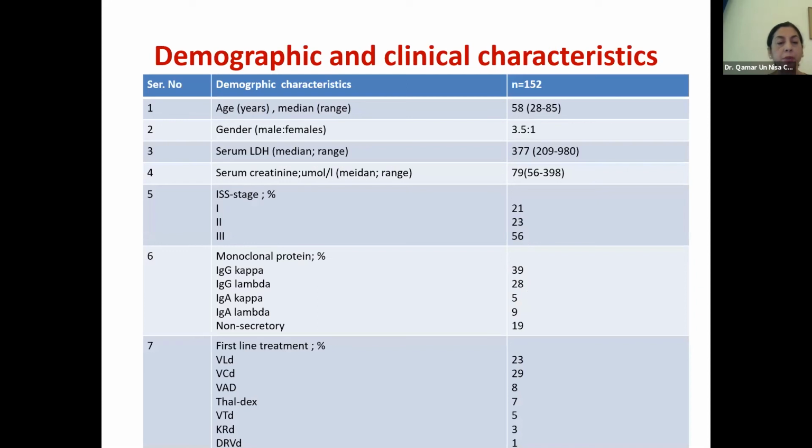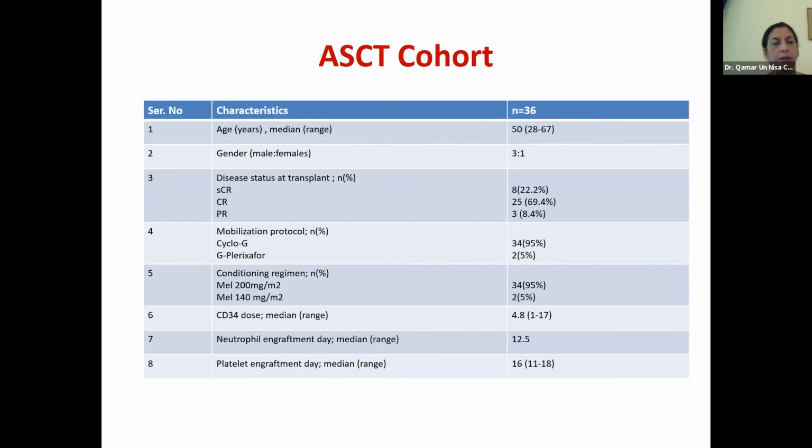So very quickly coming to our data, here you can see the patients. We have 152 patients' data here, and the age range was 28 to 85 years. The median age was 58, and most of these patients had stage 3 disease, and they were given multiple types of induction chemotherapy. These are the patients who underwent transplant, and we were 36 patients, a rather small number. Most of these patients we've been able to transplant over the last couple of years only, and in fact the median follow-up is only 17 months for the transplant group. And what we've used is Melphalan 200 for the conditioning regimen.